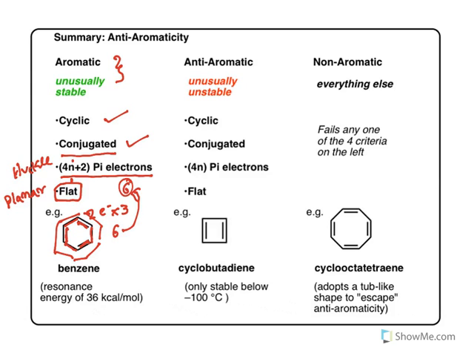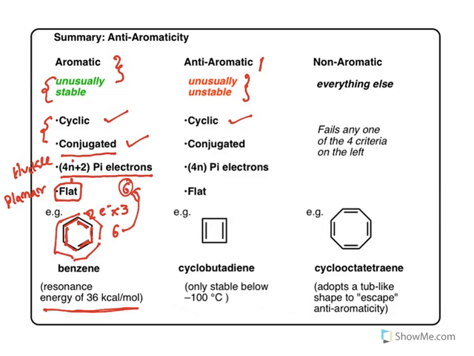So in order to be aromatic, all these requirements need to be fulfilled, and it gives a lot of resonance energy, which is nothing but stability. They are unusually stable. Now coming back to anti-aromatic, they are unstable.